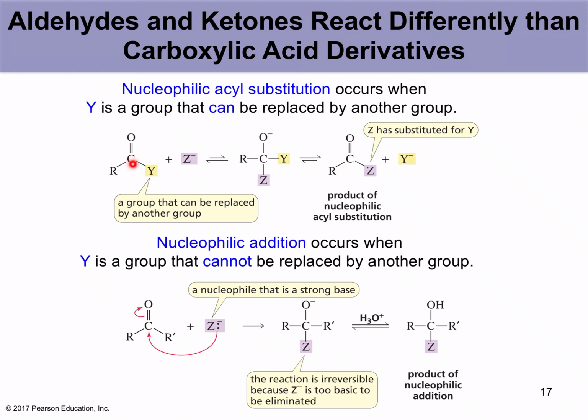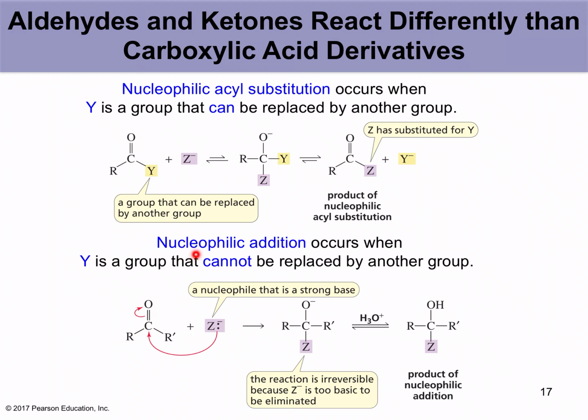Eventually the carbon and Y bond is going to break, but before it breaks, it first breaks the pi bond here, and you're going to have this tetrahedral intermediate with the four bonds, and then it reforms the pi bond and leaves Y. We'll look at these mechanisms later on in detail. So the product of nucleophilic acyl substitution: Z has substituted for Y. So this is one kind of reaction that the carbonyl functional groups undergo, especially your aldehyde and ketone, since we are talking about those functional groups here.